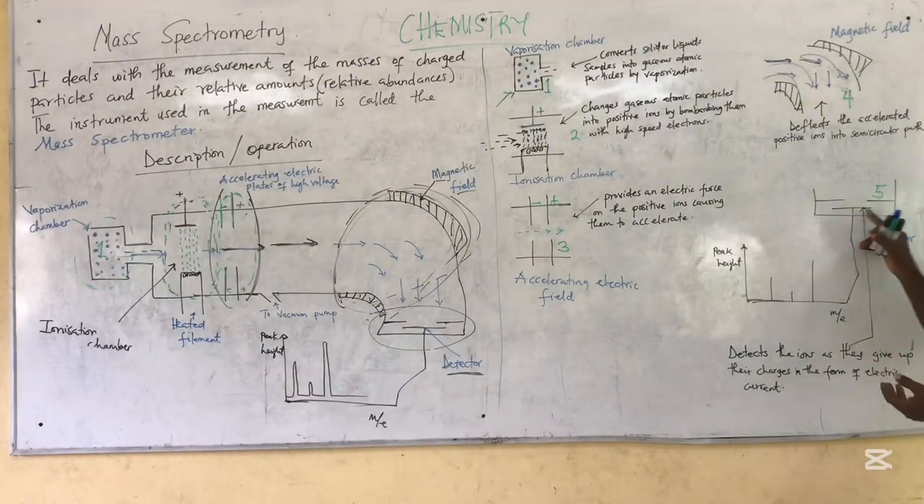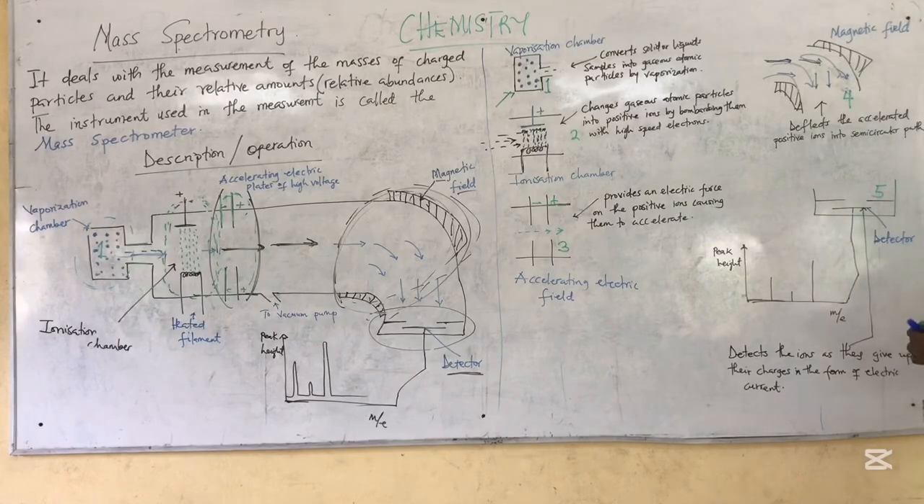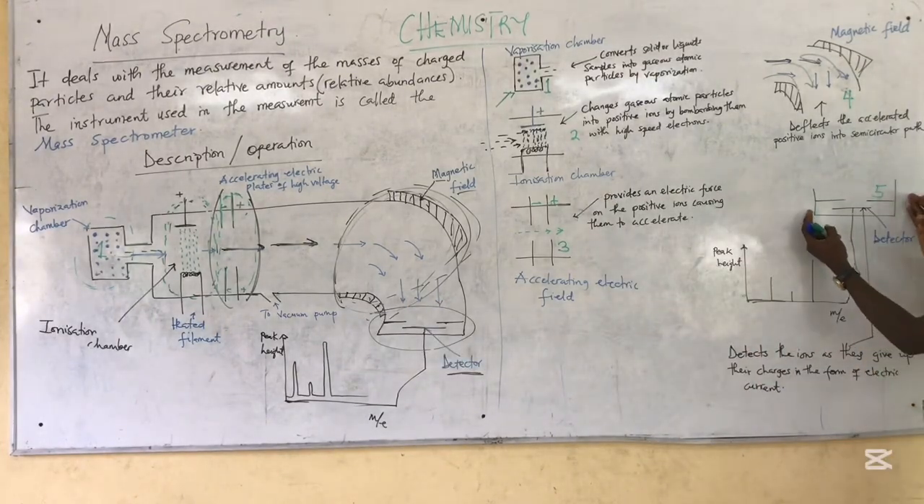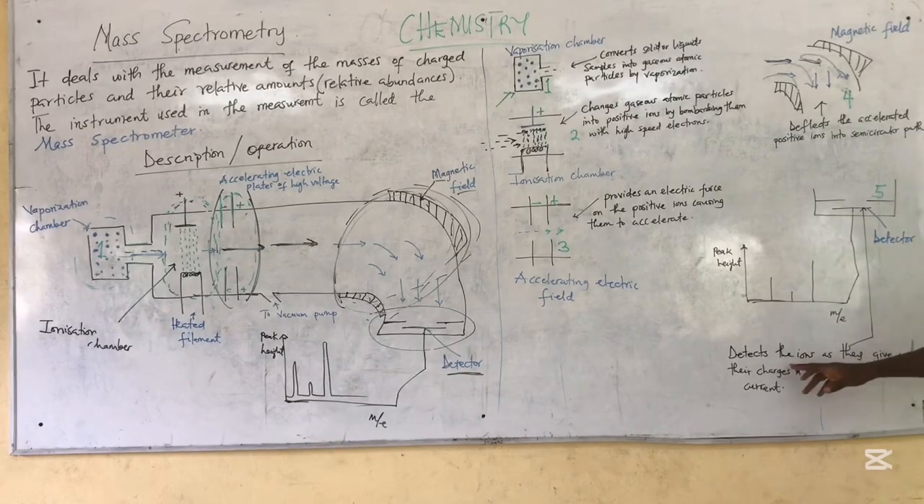the detector, and that is the last essential feature of the mass spectrometer. It deflects the positive ions onto the detector. So I have the detector here, which I have broken down into this form as well. So this is a detector. In the detector, what happens over there? The detector detects the ions as they give up their charges in the form of electric current.